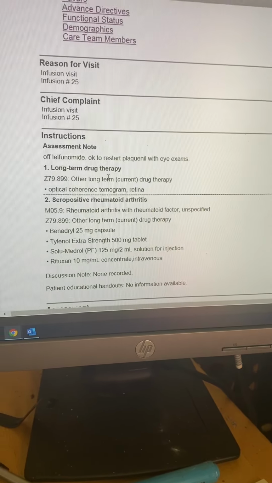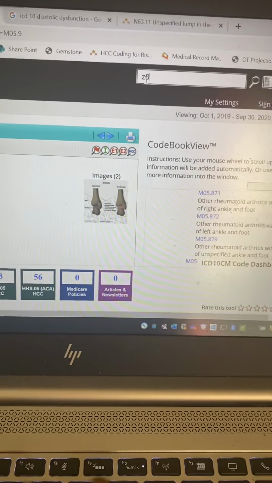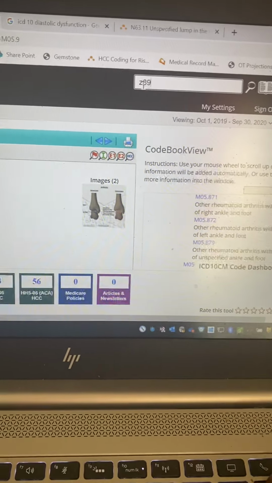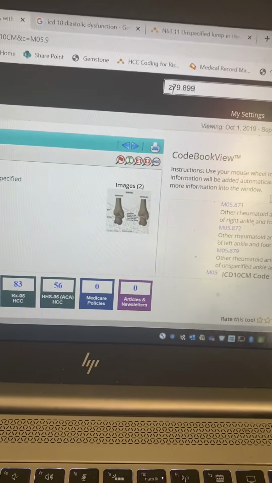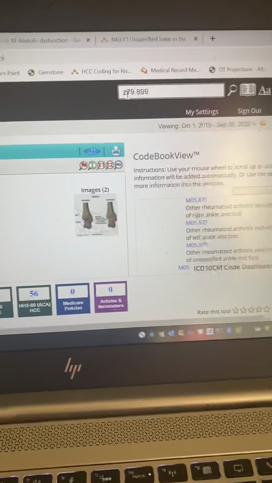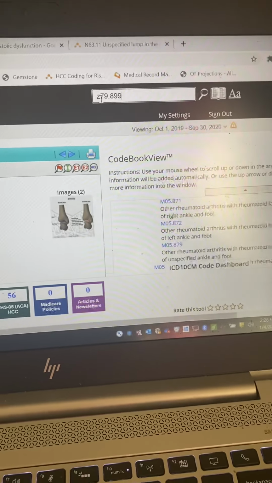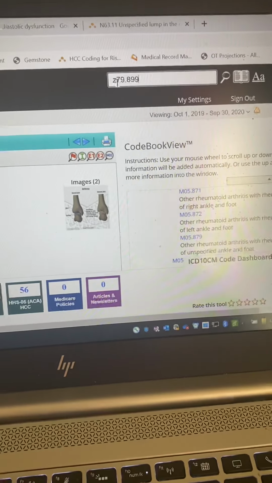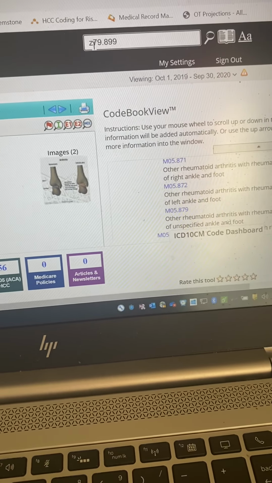Z79.899. Okay, so this is the screen that I'm working off of. Of course, they don't expect you to know everything off the top of your head by heart. That's why they allow you to use your books for your exam. So they don't expect you to always know which codes have HCC scores and which don't. But when you're used to HCC or risk adjustment coding, it's a lot of repetitive codes. You see a lot of the same codes, so you pretty much know what has a risk adjustment score and what doesn't.